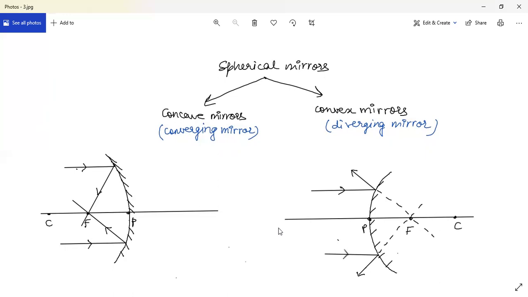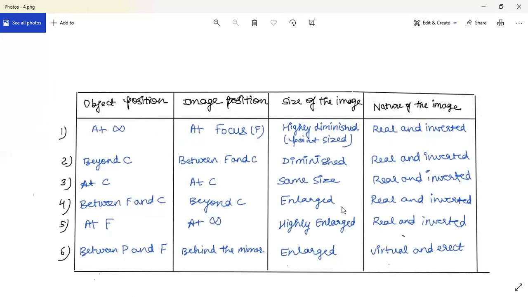Okay, and now without touching, how will you know? Just keep the two mirrors in front of your face, very close to your face, and observe the images. So in a concave, you will get a magnified image, and in a convex mirror, you will get a diminished image. Understood? Now let's go to the next thing.